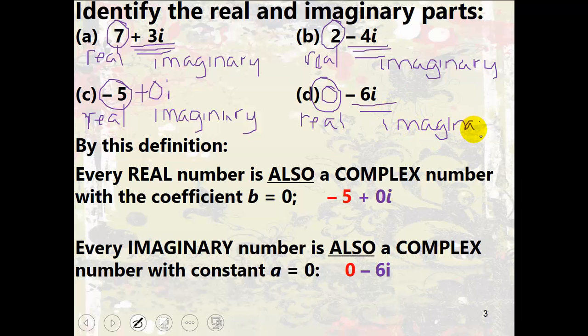So all along when we've been working in the real number field, we've also been working in the complex number field, because every real number is also a complex number that has a coefficient b equaling 0. So every real number would be like negative 5 plus 0i, or 4/3 plus 0i. We just don't write 0i, okay? Every imaginary is also a complex with the constant component being 0. So negative 6i is 0 minus 6i. This is the real part, okay? We just don't write it when it's 0.